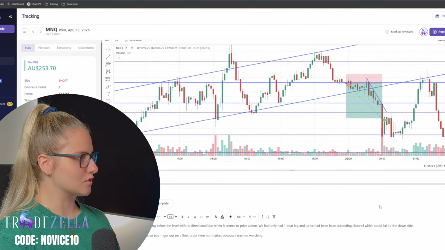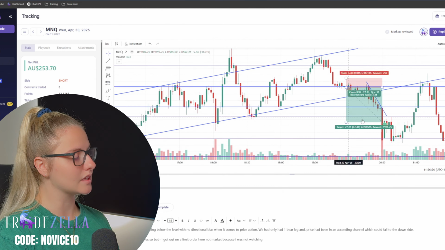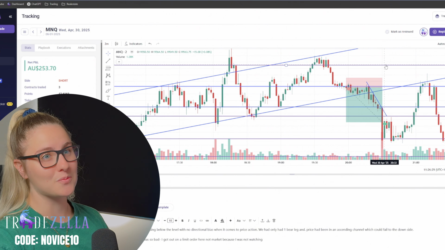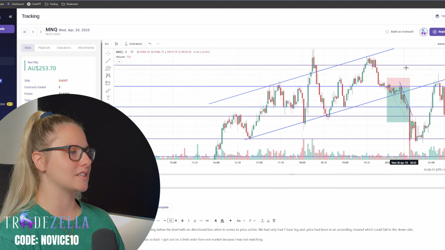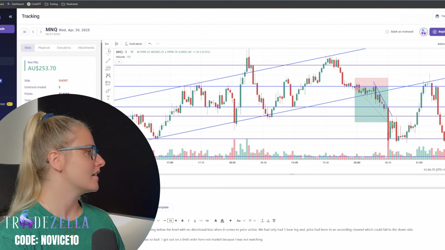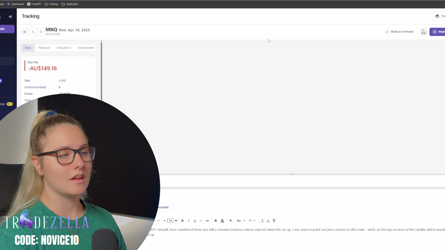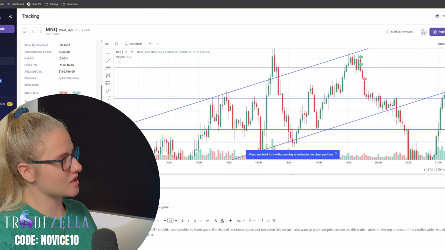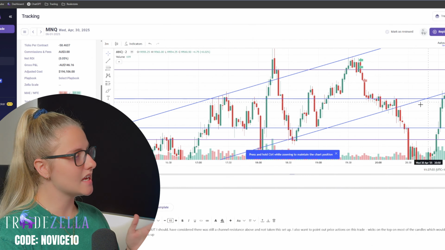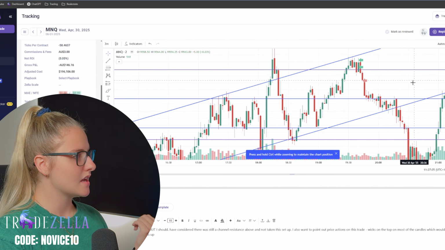But yeah, that's that trade. I really, really like this trade. I'm kind of disappointed that I wasn't watching my screen at this point in time. But it just shows that you can trade like that as well if it's the way that you like to trade, right? All right, so this was actually the same day as the previous trade.